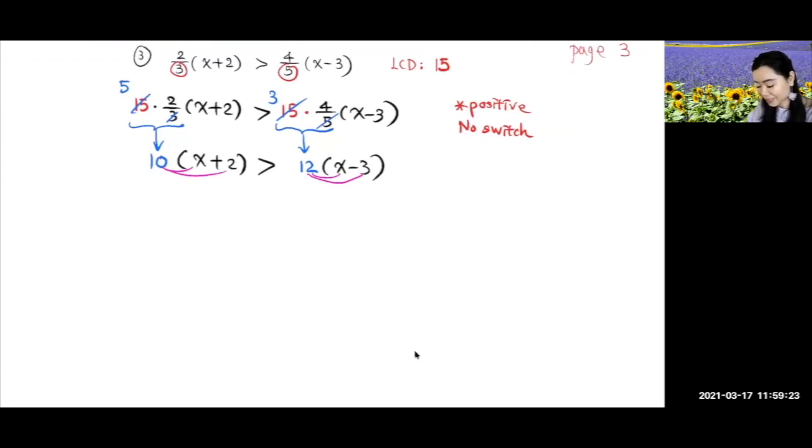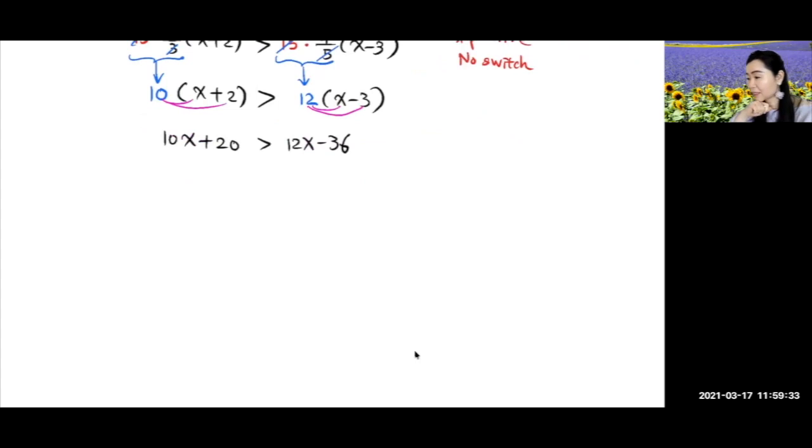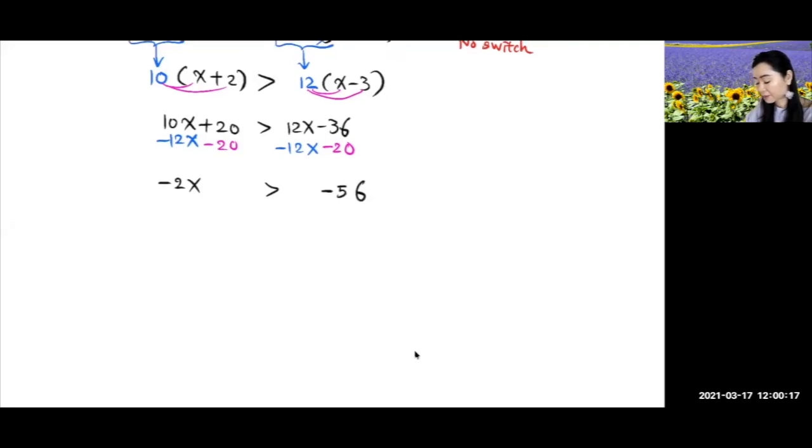Can you guys continue with this? Tell me what you get. Okay, let's do it together then. After you distribute, you got this. Now let's have the x on the left side, suppose you want it that way. So we subtract 12x on both sides. You can just do it manually; you don't need to write this down. So you end up with negative 2x here. Now you want the number on the other side, so we subtract 20 on both sides, and you end up with negative 56 over here.